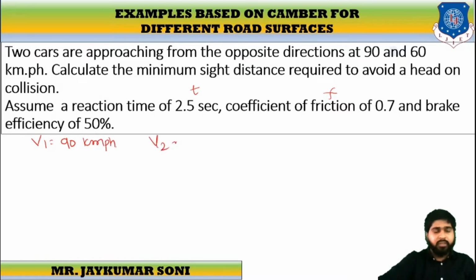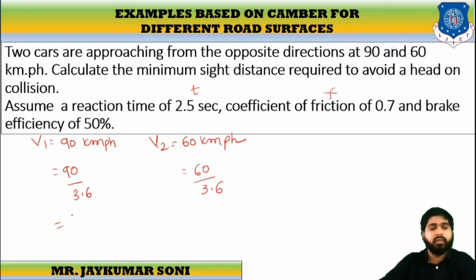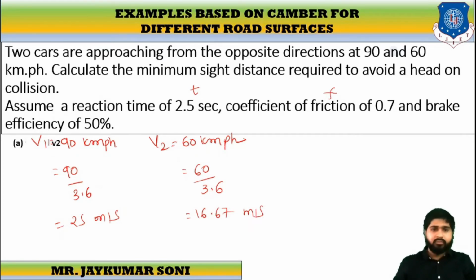See, first of all, we are given the value of V1 as 90 kmph and V2 equals 60 kmph. What we will do? We will divide it by 3.6. Calculate and tell me what the answers are. Okay, so this is 25 meters per second and this is 16.67 meters per second. V1 and V2 we have calculated.